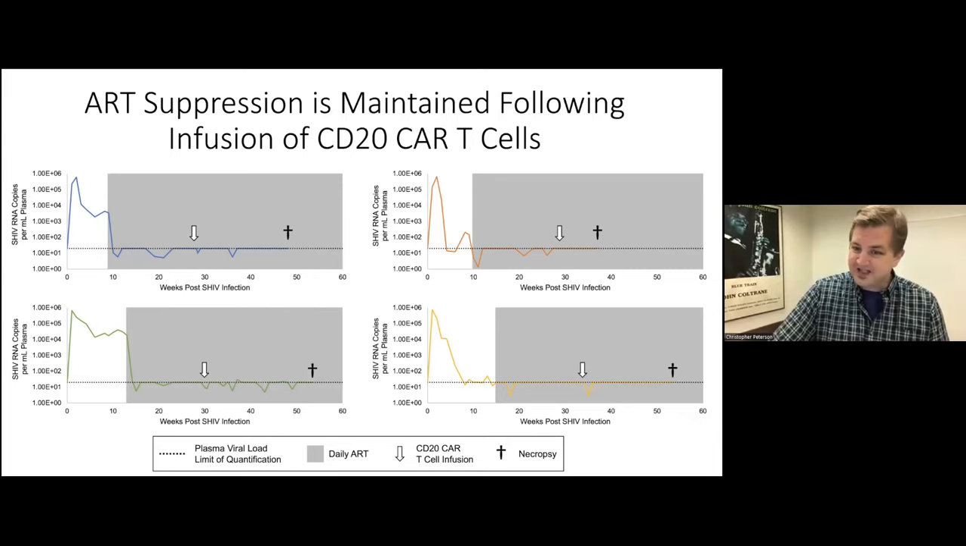We have other animals that kind of bounce all over the place. And that's what this upper right animal is. It goes down below the limit of detection and comes back up and goes back down. So there's a continuum of virus control that we see with these SHIVs. I think that's consistent with what would be seen in patient participant populations. And so we wanted to compare all these different animals in this particular study. The white arrow is when the animals received CAR T cell infusions. And then the dagger is when they went to endpoint necropsy.